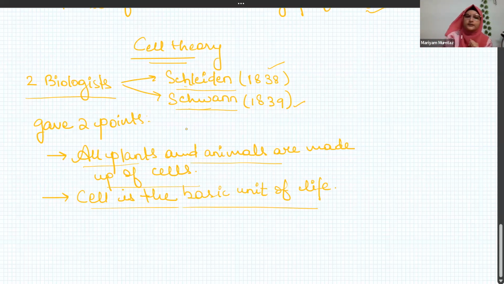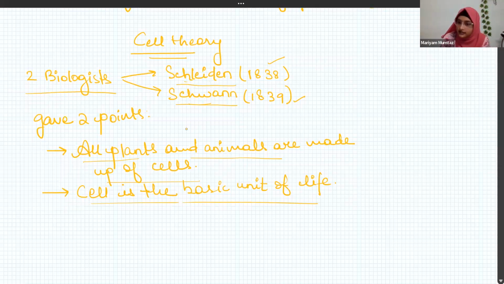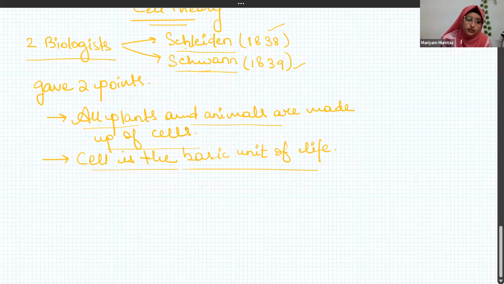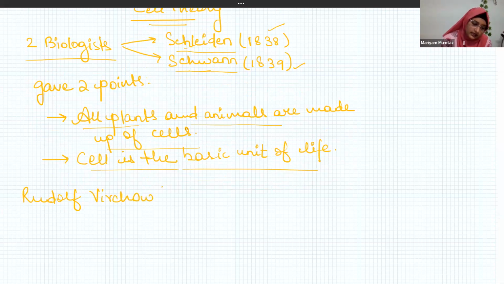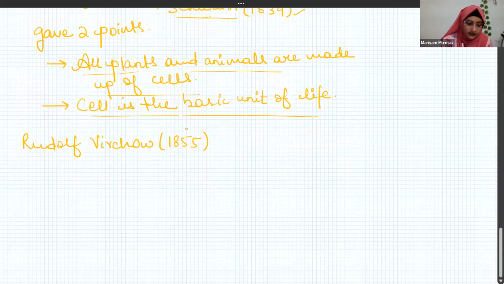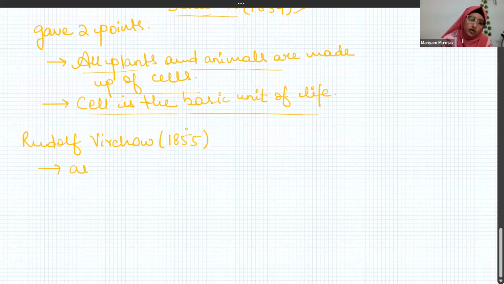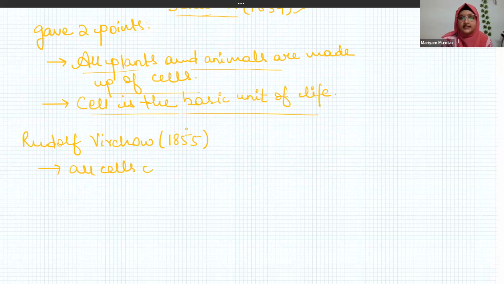Now, there came another scientist and his name was Rudolf Virchow. In the year 1855, he gave the third point. Now, what did he give? He said that all cells come from pre-existing cells.